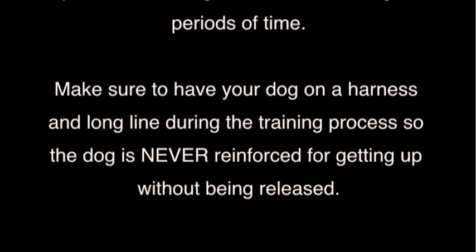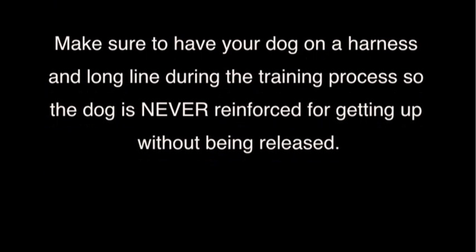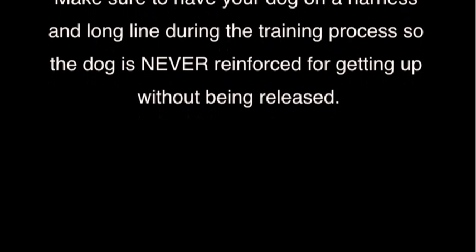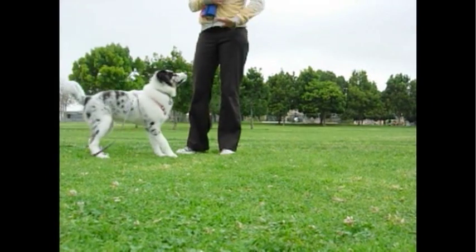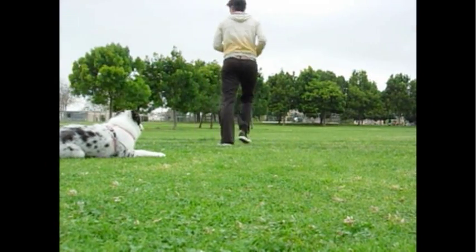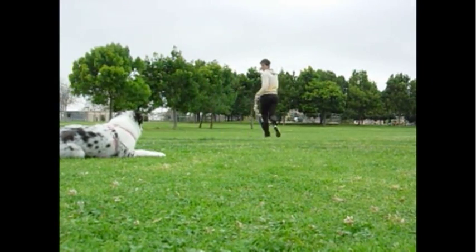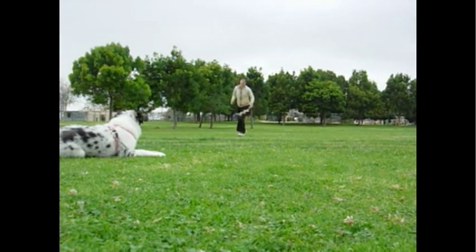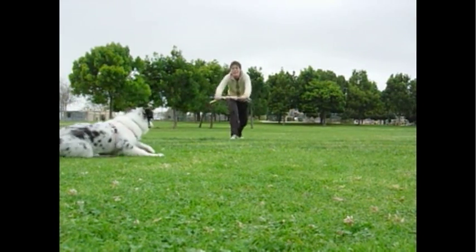Make sure to have your dog on a harness and a long line during the training process so the dog is never reinforced for getting up without being released. Here you can see me combining the distance, distraction, and duration of the stay at the park when my border collie was a 13-week-old puppy.